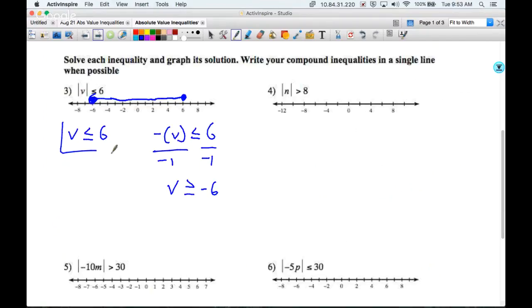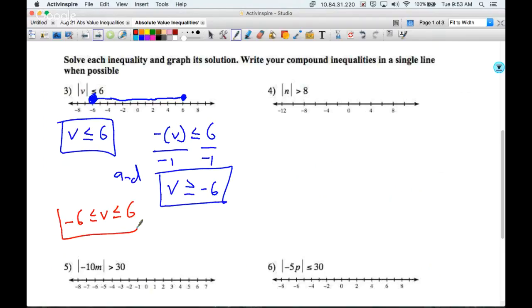So our answer is either this and this. So it is both these. It has to be less than or equal to 6 and greater than or equal to -6. That's what's going to give us that segment there. I did say here, write your compound inequalities in a single line when possible. Anytime we've got an and inequality, we could just write it with the lower value less than or equal to our variable, less than or equal to our higher endpoint.